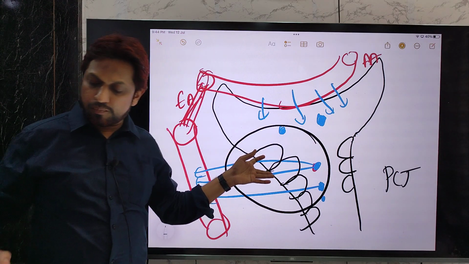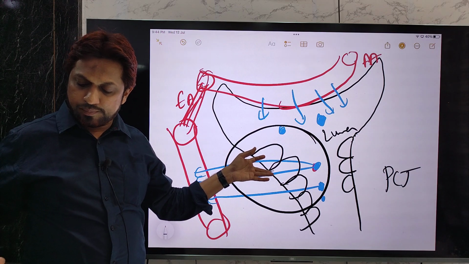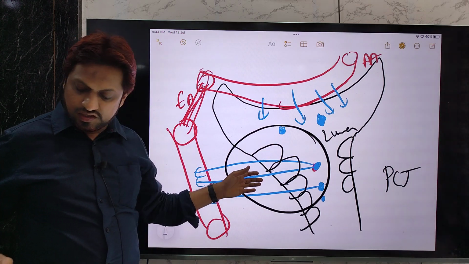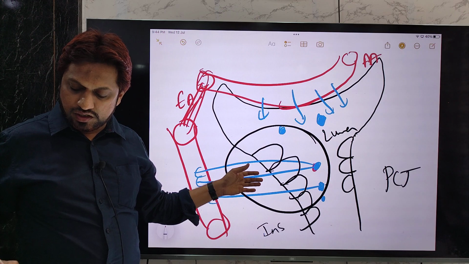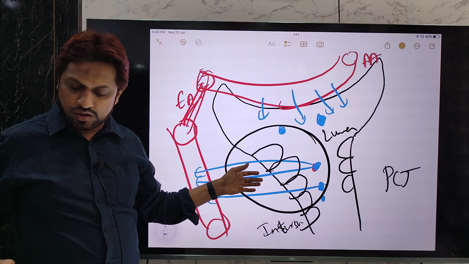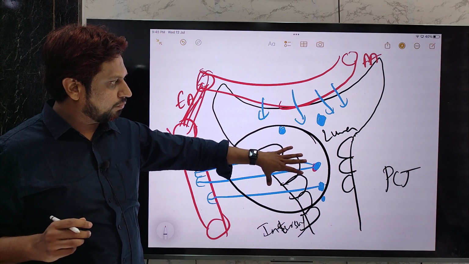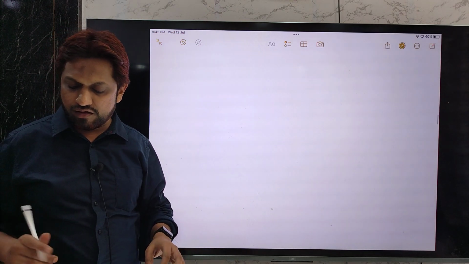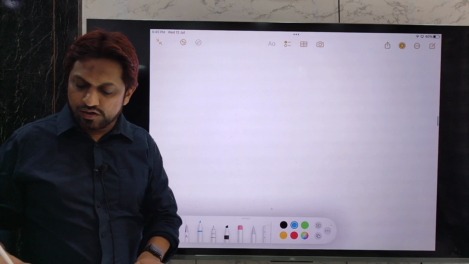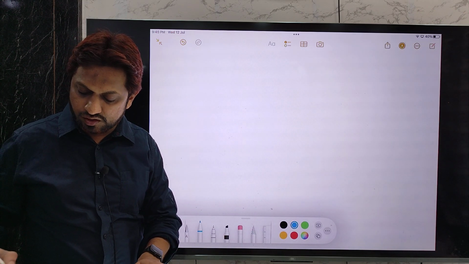This is the luminal part, that is the lumen of the PCT. This is the interstitial part, the interstitial fluid, and this is the peritubular capillaries. I will enlarge just one or two cells from this proximal convoluted tubule here to have a better understanding. Okay, I'll draw those cells here.